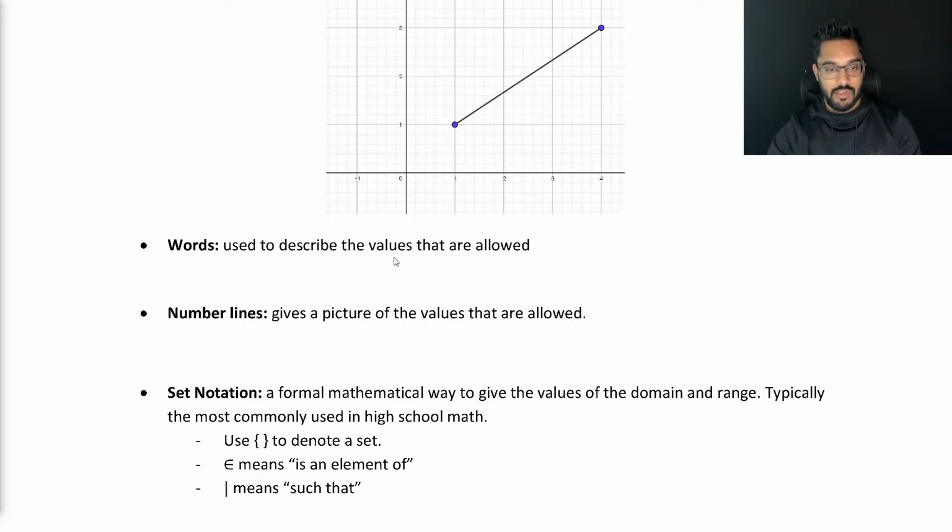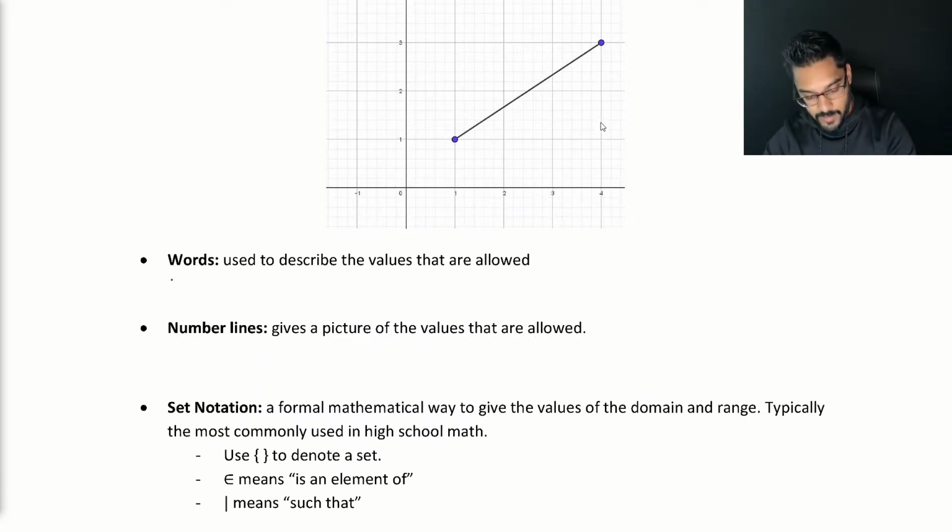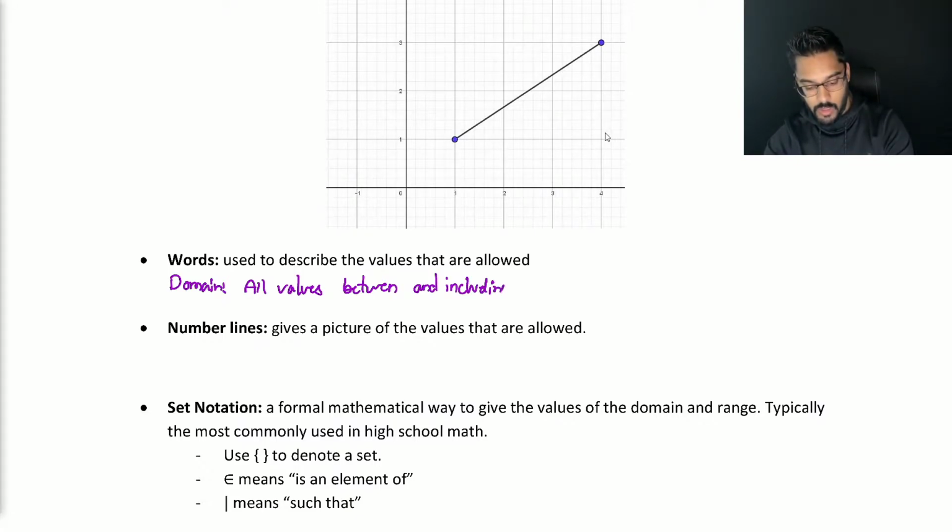If I use words to describe that, we have to talk about both the x direction and the y direction. How far my graph is actually allowed to go from left to right, and same thing in the vertical direction. So from left to right, that's talking about the domain. We're talking about the x values. So for domain, if we describe what happens in a sentence, that's going to be all values between and including, that's important, and including 1 and 4.